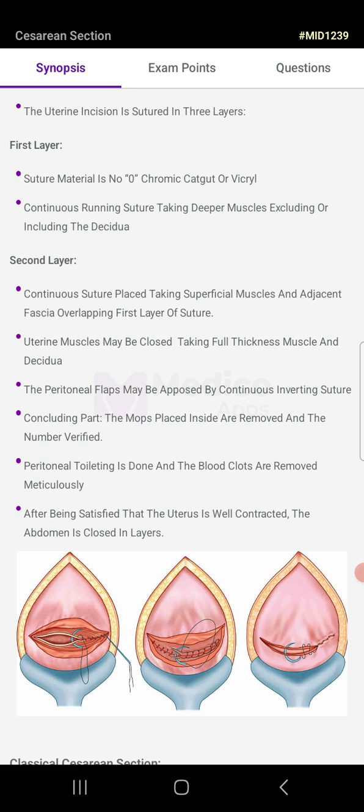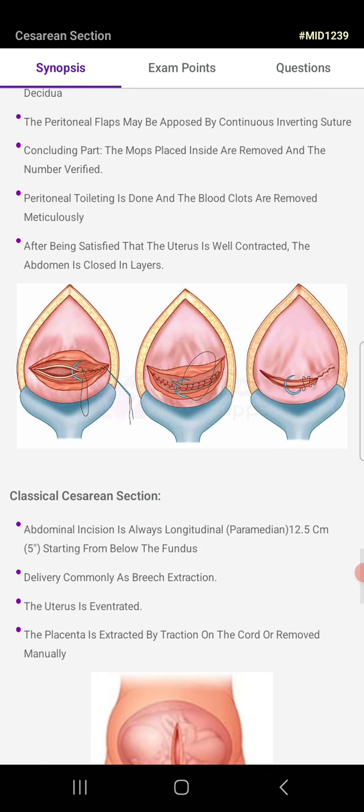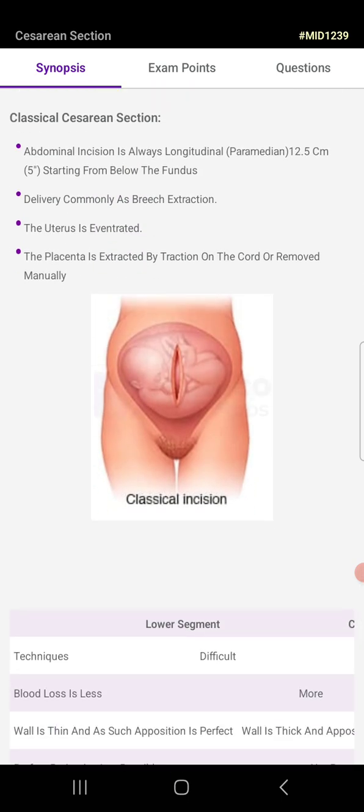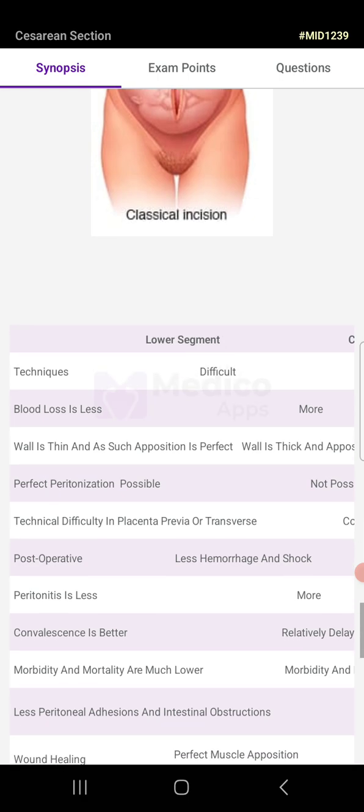Concluding part. The mops placed inside or removed and the number verified. Peritoneal toileting is done and the blood clots are removed meticulously. After being satisfied that the uterus is well contracted, the abdomen is closed in layers. Classical Cesarean section. Abdominal incision is always longitudinal 12.5 cm starting from below the fundus. Delivery common as a breech extraction. The uterus is eventrated. The placenta is extracted by the traction on the cord or removed manually.